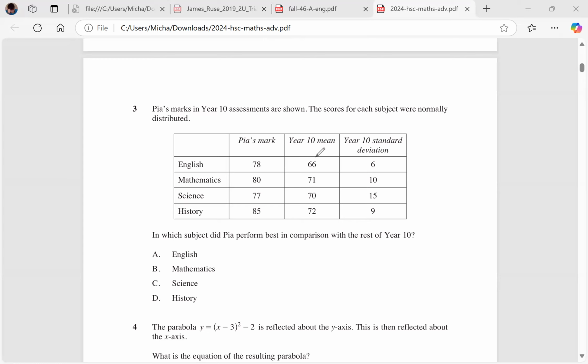So here it's 2 standard deviations, and this is not even 1, and this is very little, and here it's almost 1.5. So it seems like Pia performed best in English. Did everyone get A? Yeah. Okay.